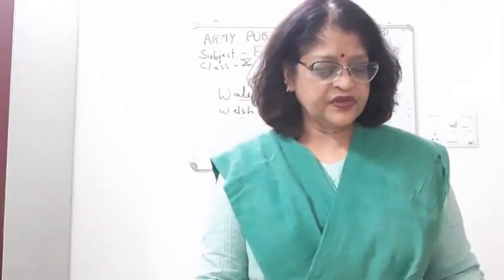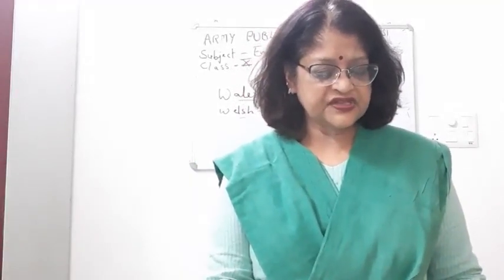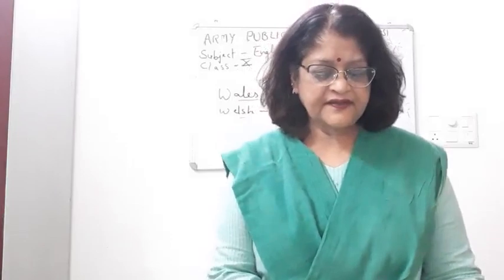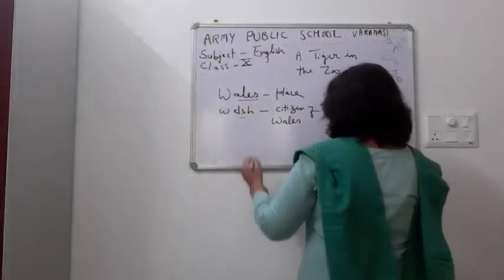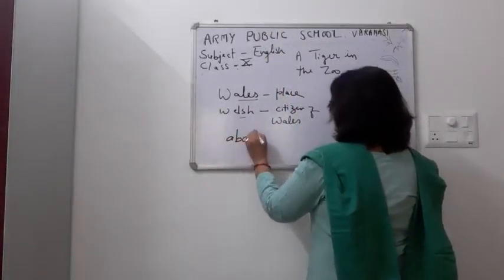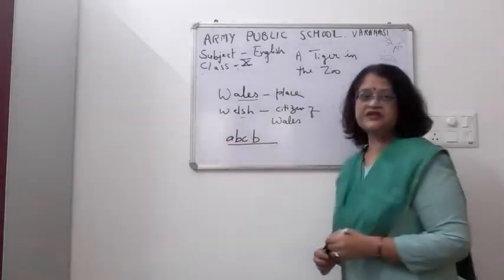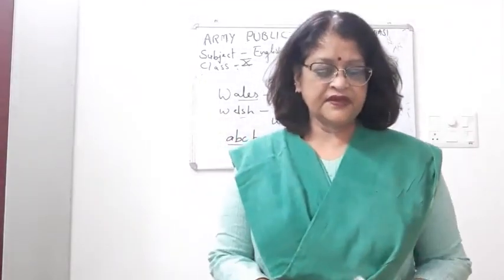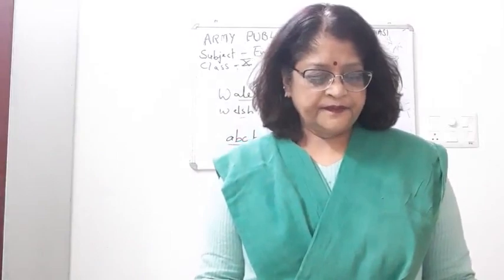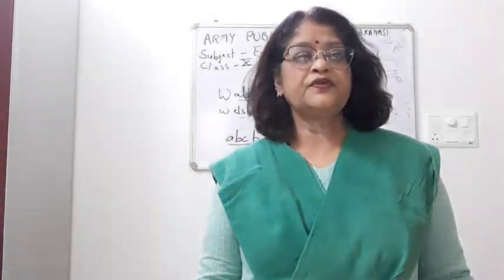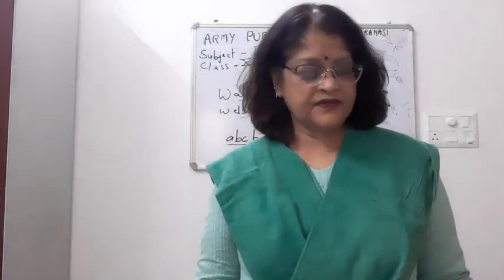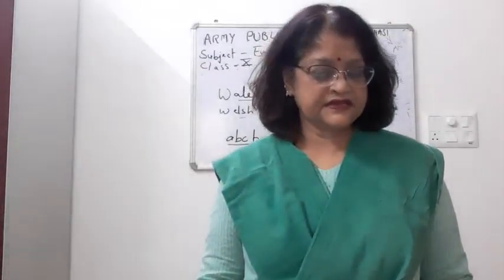So the whole poem consists of 5 stanzas. Each is made of 4 lines, and the rhyme scheme is A, B, C, B. This is the rhyme scheme of each and every stanza. And I hope you know how to find the rhyme scheme. Otherwise, we can discuss it in the online class.